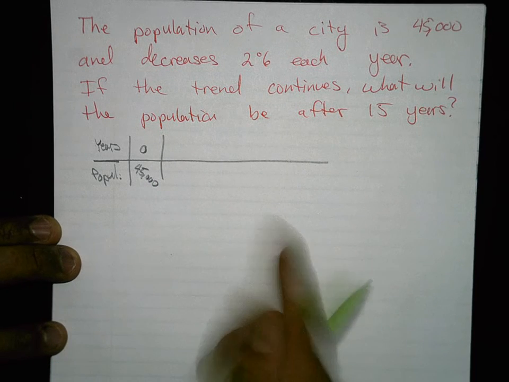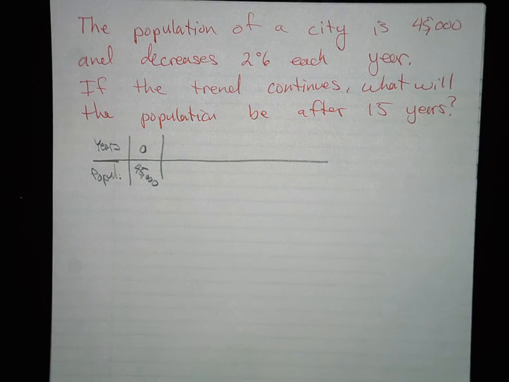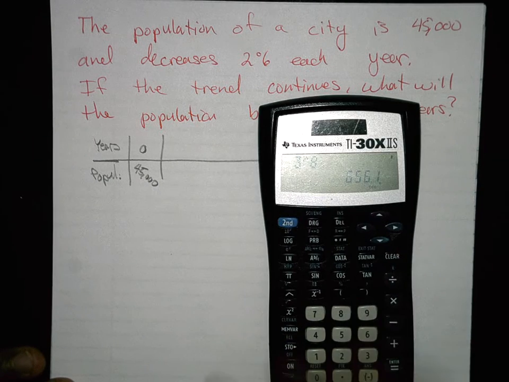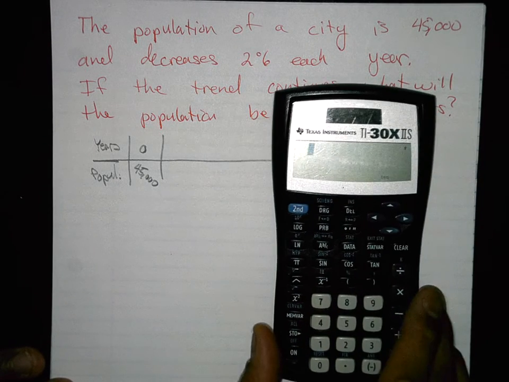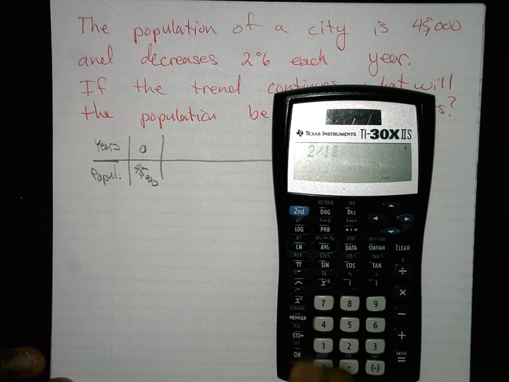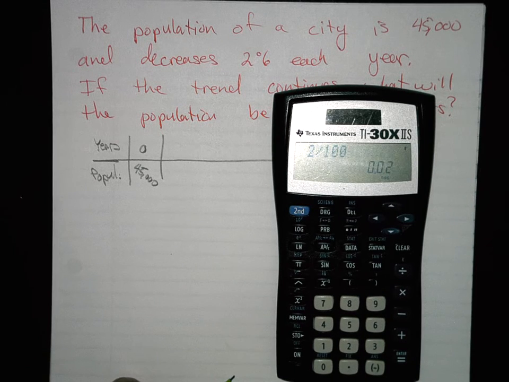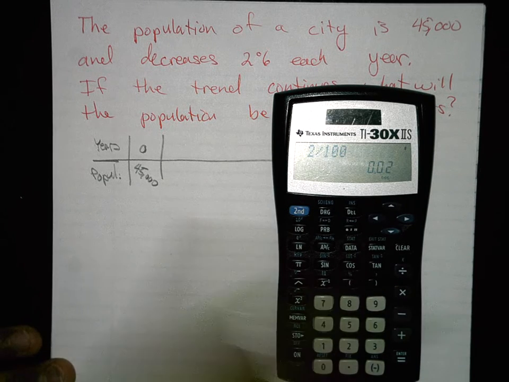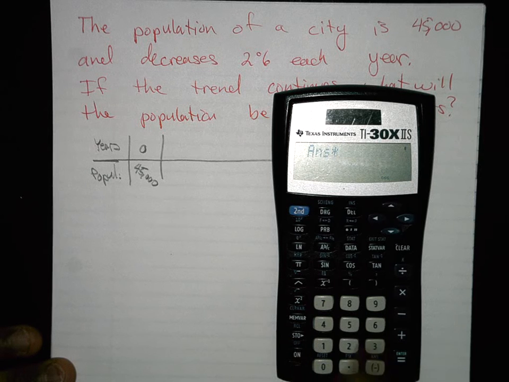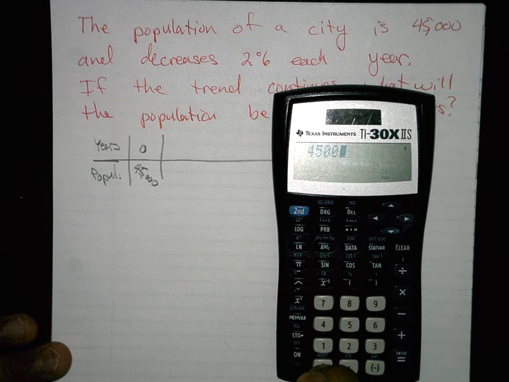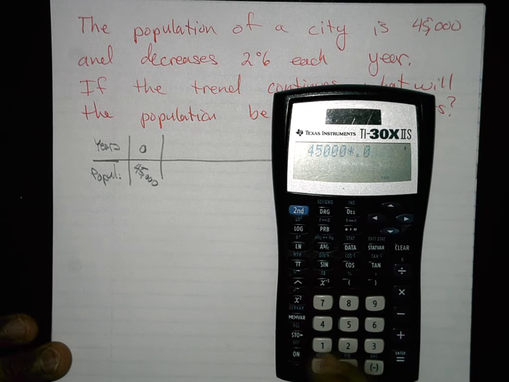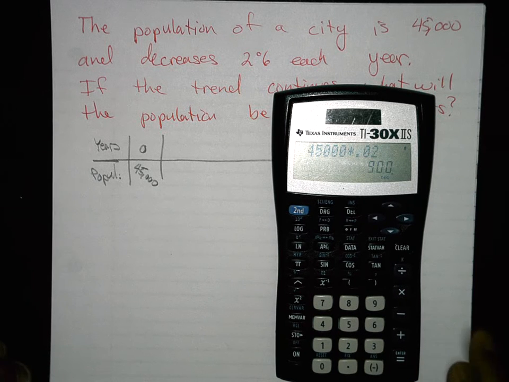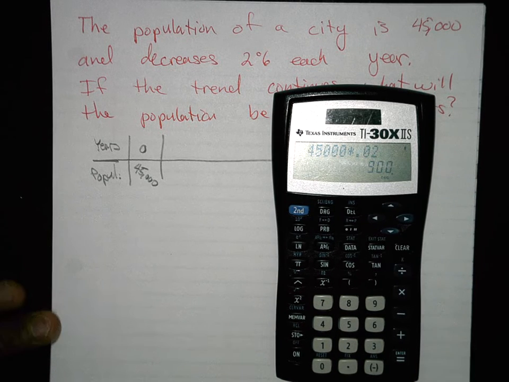And then it increases by 2%. So I'm going to find out what 2% of 45,000 is. So 2% divided by 100, 0.02. Okay, so I'm going to multiply that times the original population, which is 45,000. So 900 people. It increased by 900 people.